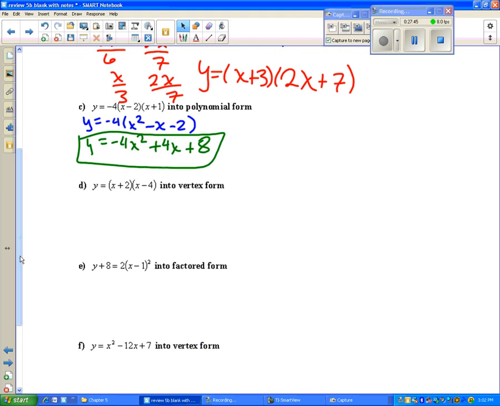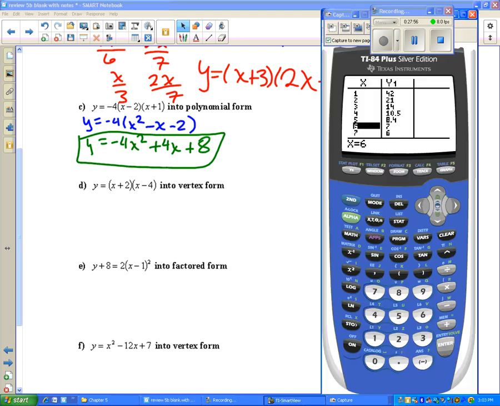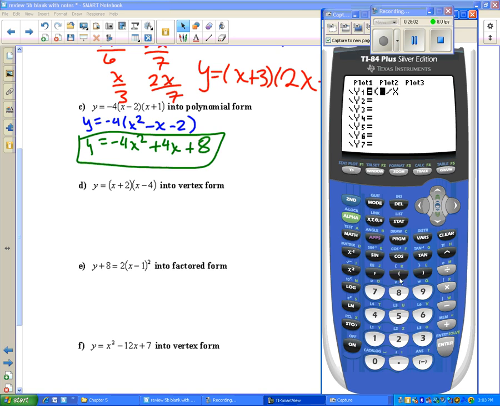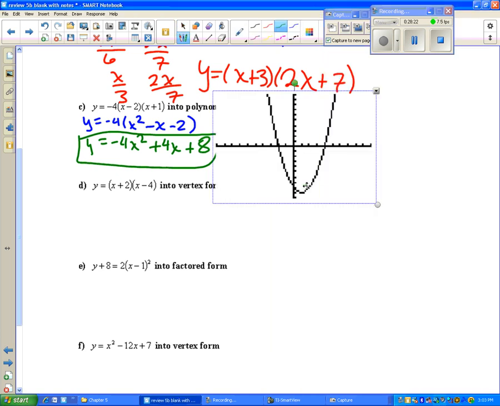Letter D, vertex form. The only way I know how to do vertex form is in the calculator. Yes, I could find the middle of my two roots, but let's use my calculator. I'm going to hit y equals. I'm going to plug in my equation. X plus 2 times x minus 4. I'm going to hit zoom 6 to get a generic window. I need to find this minimum to find my h and my k.